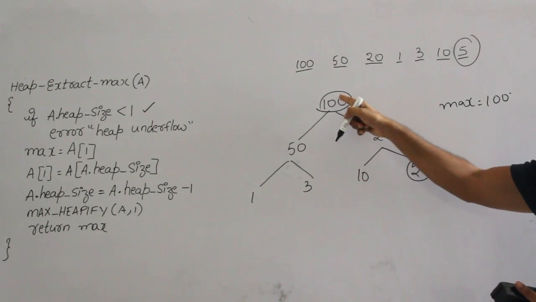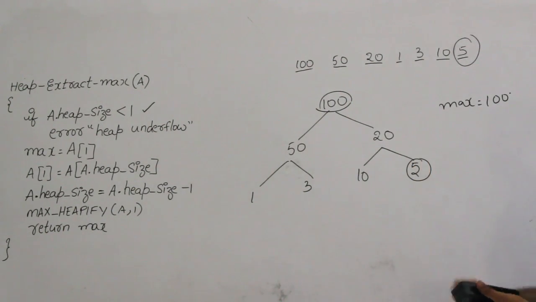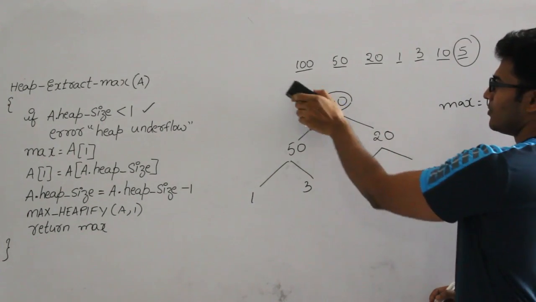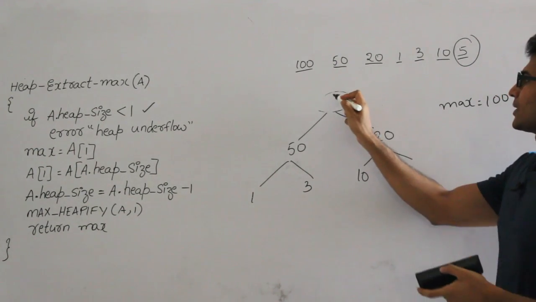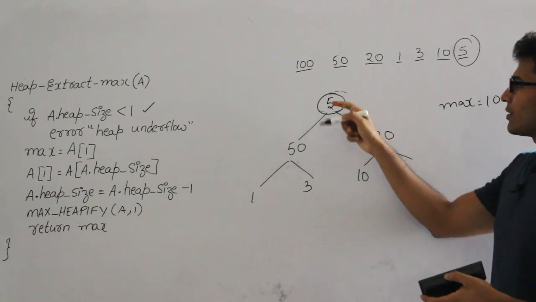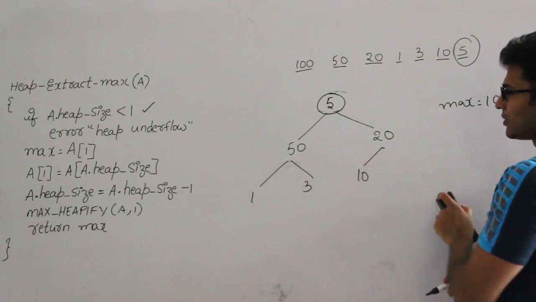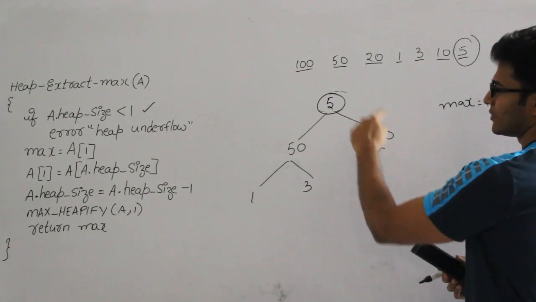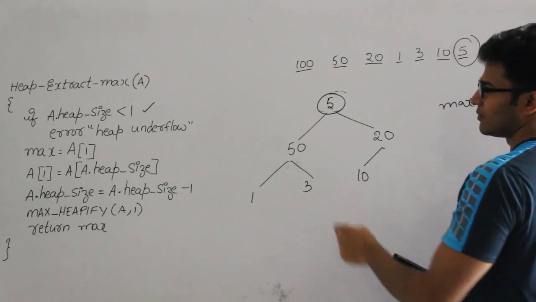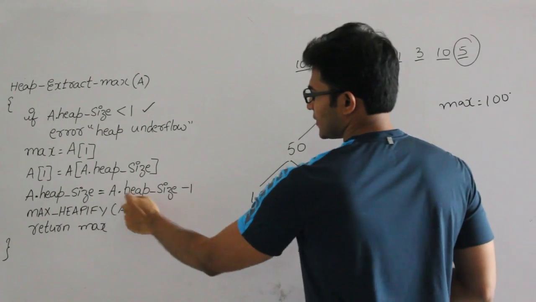Now a of 1, which means this one, is equal to a of 7. So this 5 will be written here. It is nothing but taking the last element and writing it over there, right? And now we have to decrease the heap size, isn't it? Previously the number of elements in the heap was 7. Now the number of elements in the heap is 6. That is why you decrease the heap size.